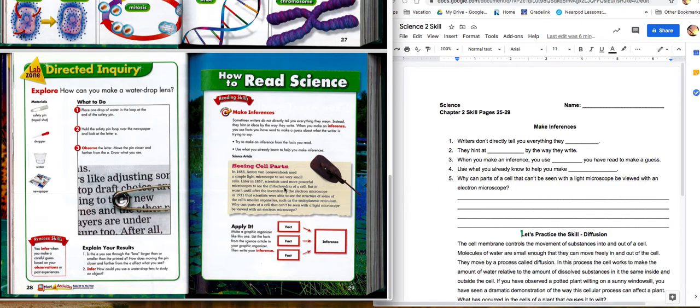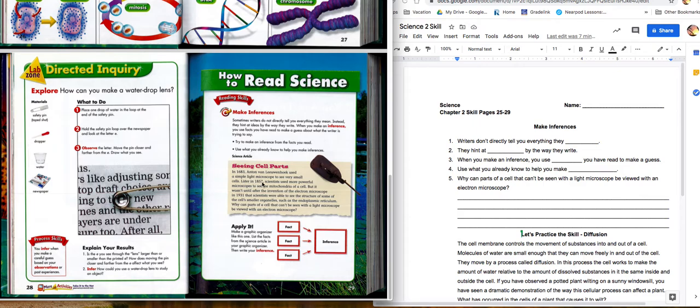It's going to come along with this article over here from Seeing Cell Parts. Okay, so here's what making inferences does. I look at the facts from the article and I use that to make an inference. The inference is, what's the question that I need to have answered? So it says this, in 1683, Anton von Leeuwenhoek used a simple light microscope to see very small cells.